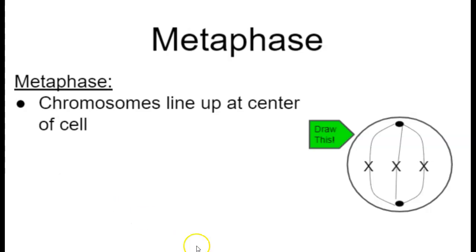So for our picture then, we're going to draw these, our little spindle fibers, right? Attaching. And we're going to draw the X's, the chromosomes, in the middle. They're lining up. The reason they line up is so half can go to one side, half can go to the other.